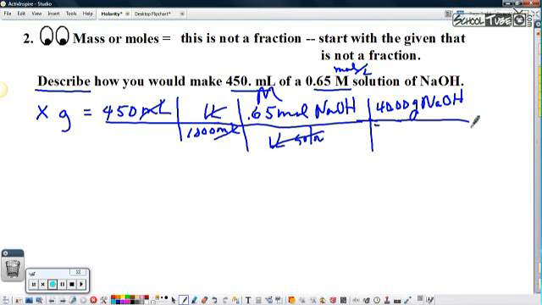Where'd I get 40? Courtney? Oh, add stuff up. Yeah, add stuff up, you're right. I said I wrote it wrong. Oh, okay, you said you were confused.